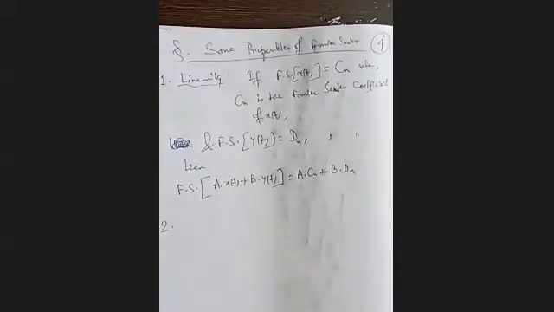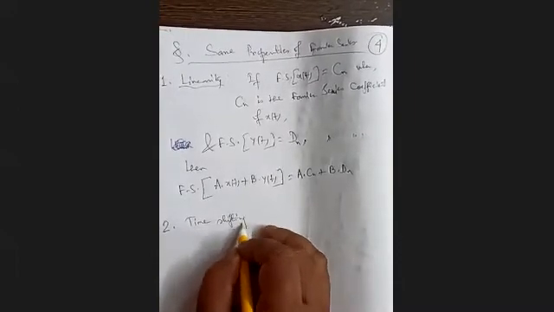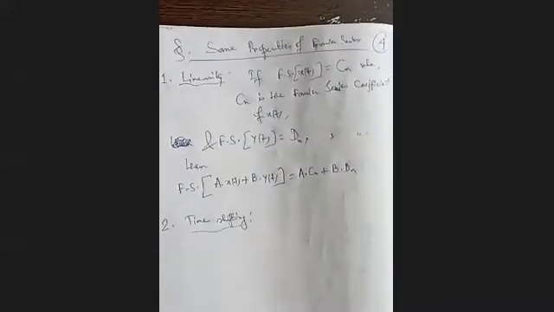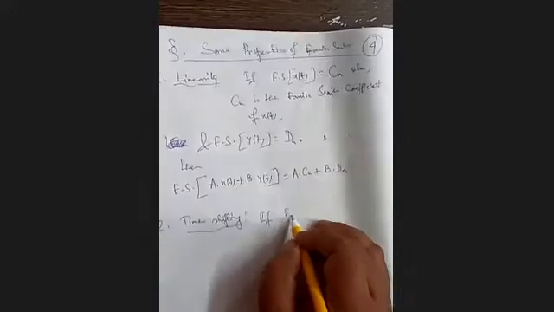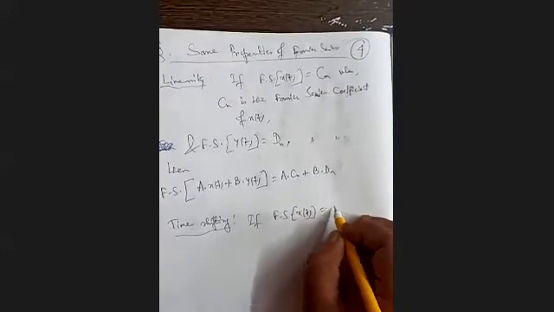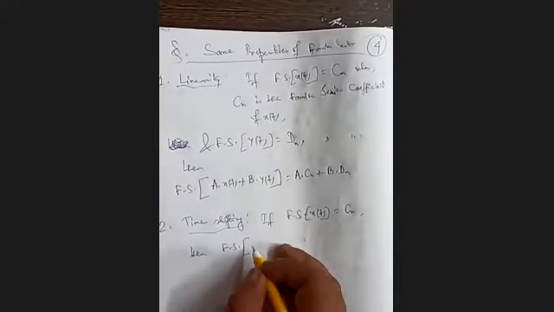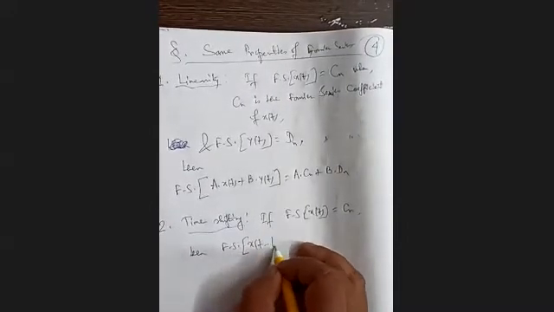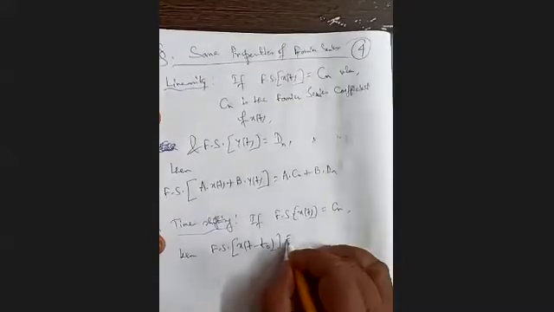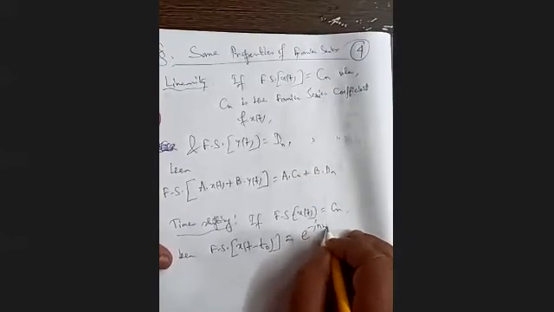Next, our time shift property. If the Fourier series of x(t) is Cn, then the Fourier series of x(t minus t0), where the signal is delayed by some time t0, is e to the power minus j n omega 0 t0 into Cn.